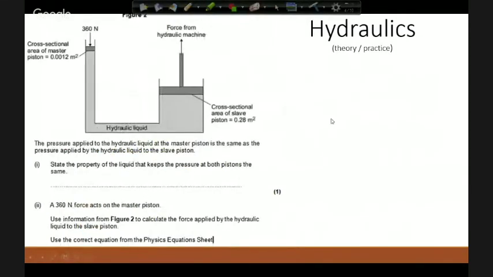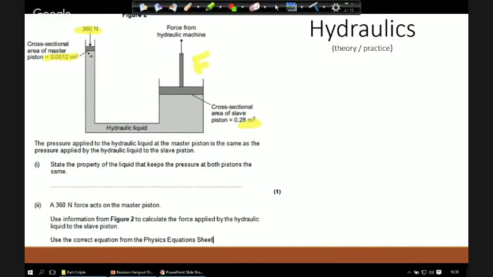So one other extension to that question. Here we have again the pressure applied to the hydraulic system at the master piston is the same as the pressure applied by the hydraulic liquid to the slave piston. Here again we've got our force, here's our area. On this side we've got our area and we don't know the force.